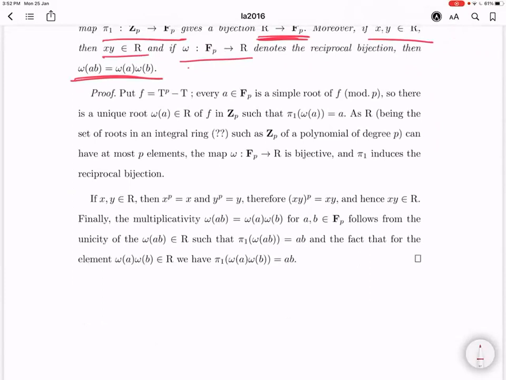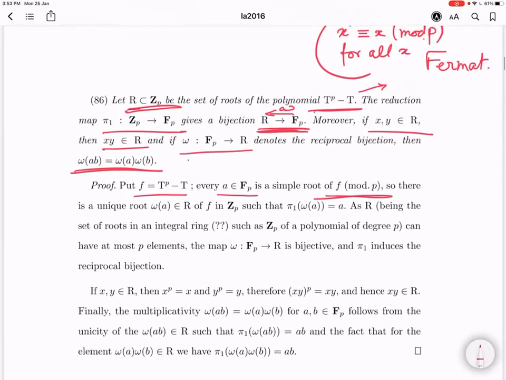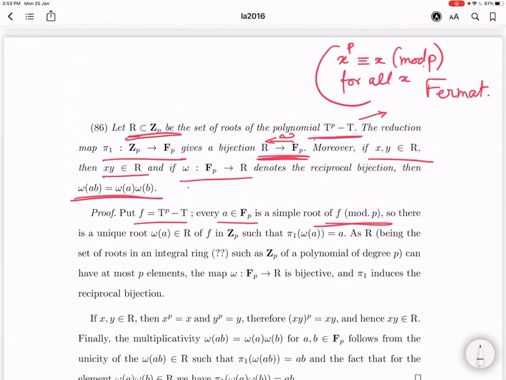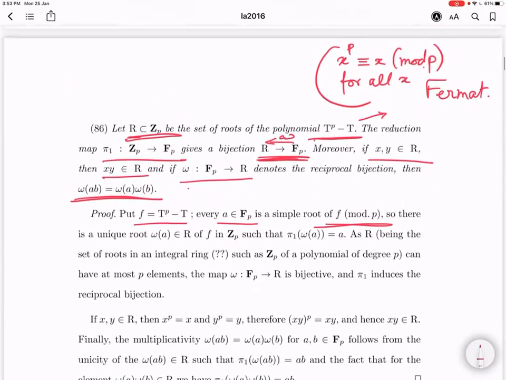Now, f is this polynomial, and every a in Fp is a simple root of f modulo p. That's immediately clear, right? Because there are exactly p roots, so every root is simple. It's a polynomial of degree p. Every element of Fp is a root, so every root has to be a simple root. Otherwise, you can also look at its derivative and see that it doesn't vanish at a.